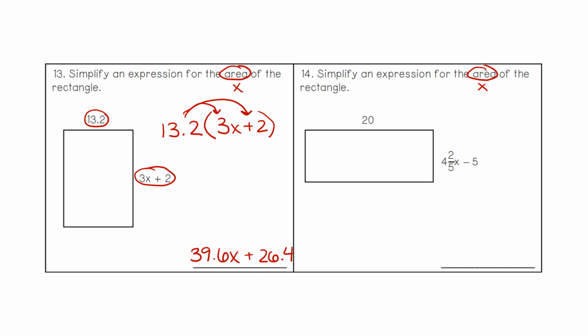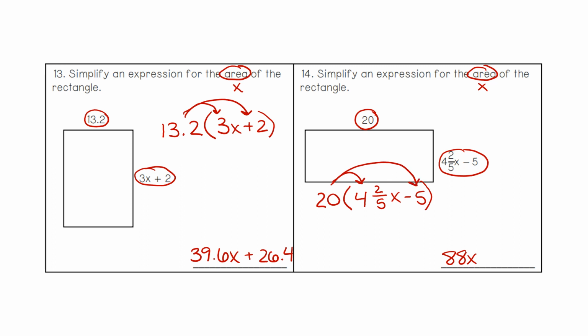For number 14, we set up a similar problem. We have 20 as our first number, and then the fraction 4 2/5 x minus 5. We start by multiplying first. Always use your calculator to help you with your fractions. 20 times 4 2/5 would give you 88x.